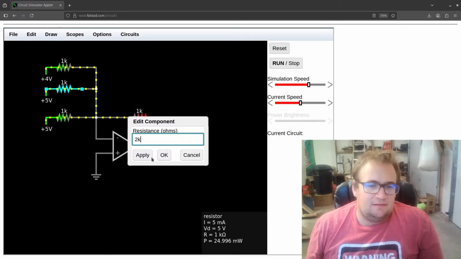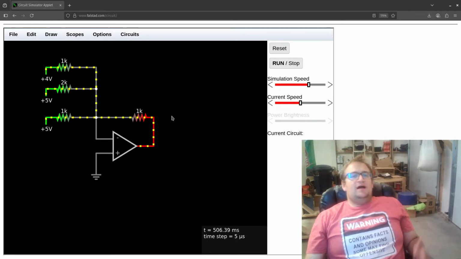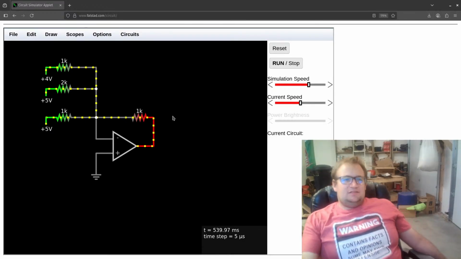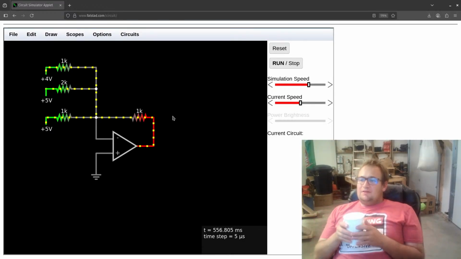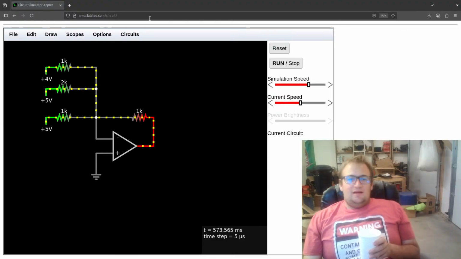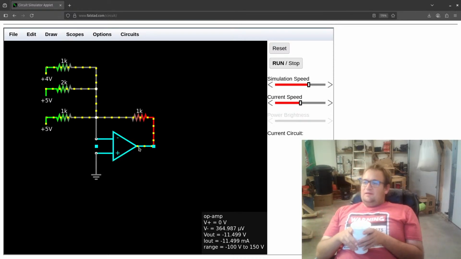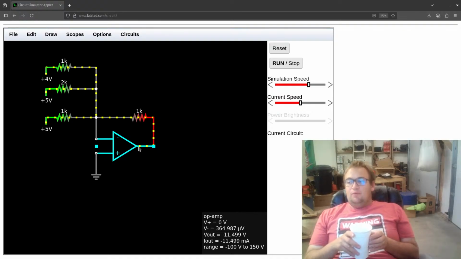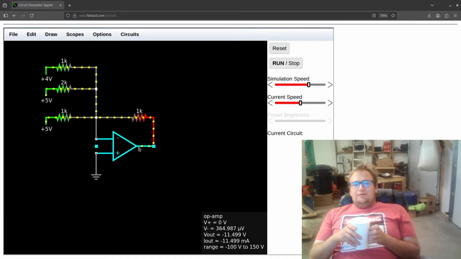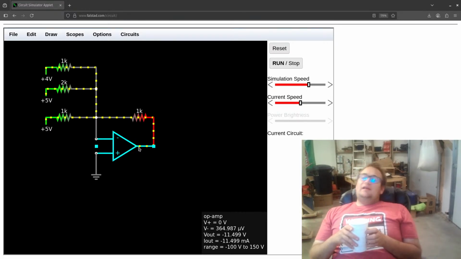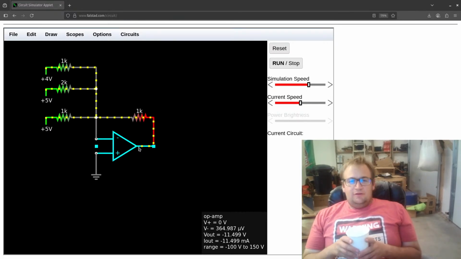Then I'll go here, 2K. So now we have the same situation. Now it's an inverter. You can see where the name comes from, the summing amplifier, because it is basically taking the sum of each of these currents and creating an inverted sum. Whatever that sum is, whatever it needs to make that voltage, it inverts it because it's the inverting input.